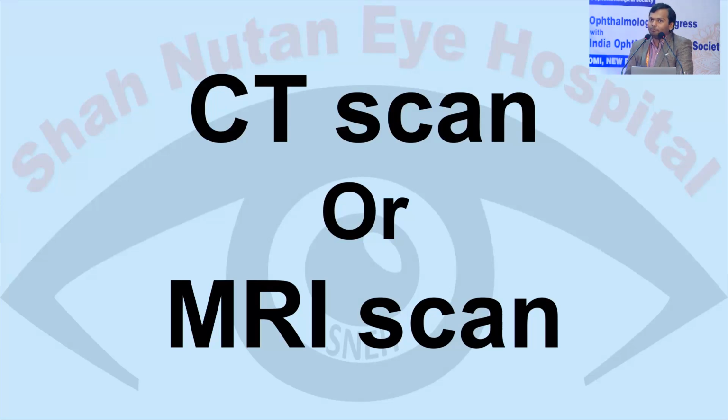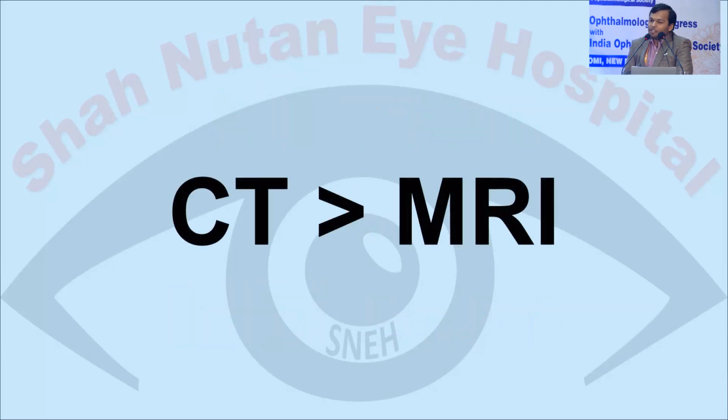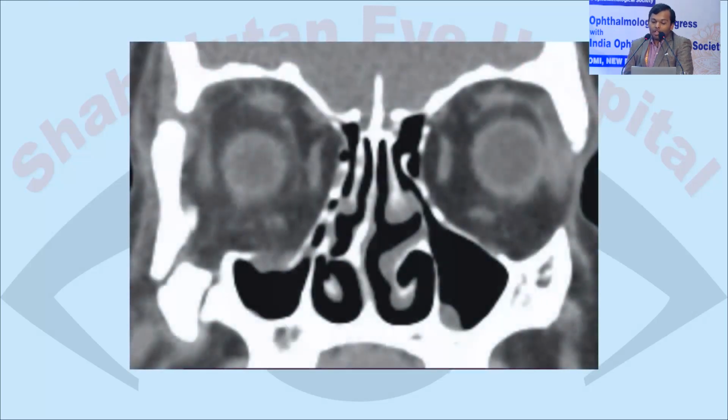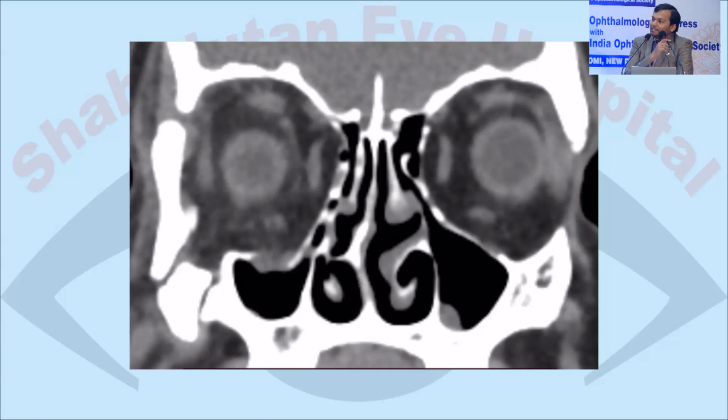Accordingly, we can plan creating the bone window for lateral orbitotomy, and hence the CT scan helps there. MRI has its own uses, and we'll come to that eventually. So first, we'll discuss some of the cases where CT scan has a more important role as compared to the MRI. This is one of the classical cases that we see in our oculoplasty OPD.